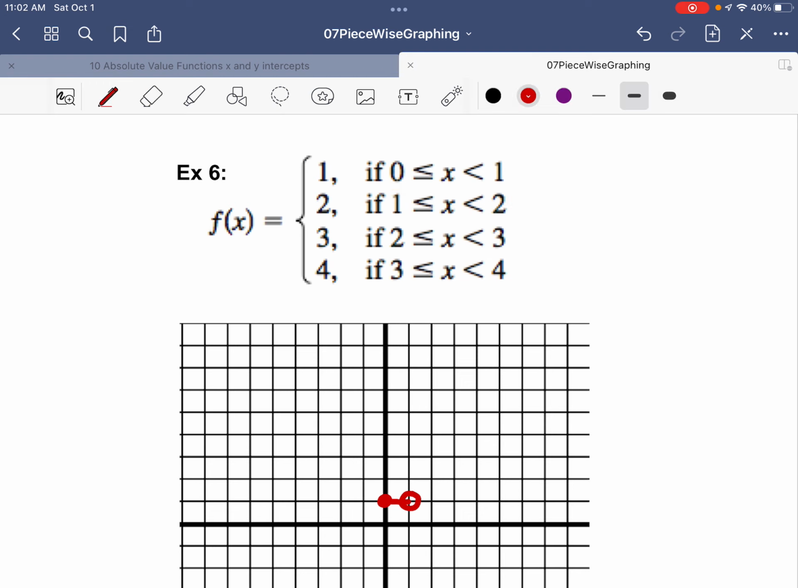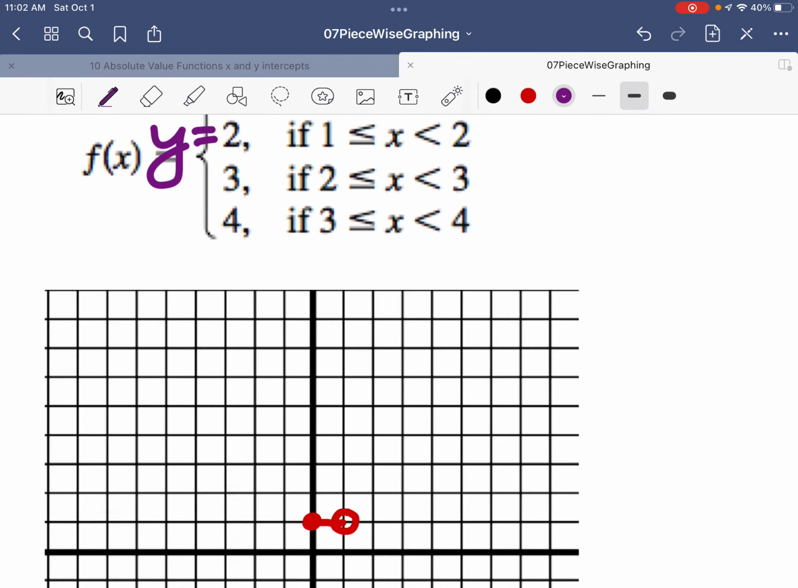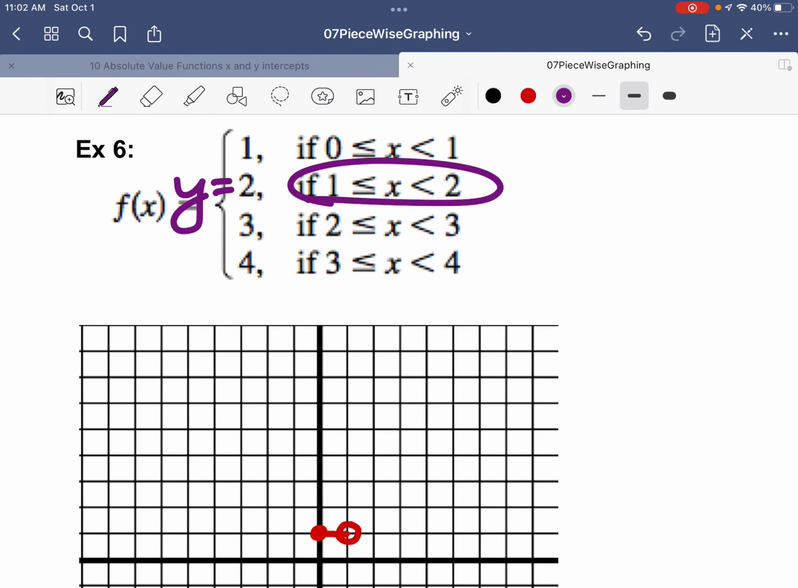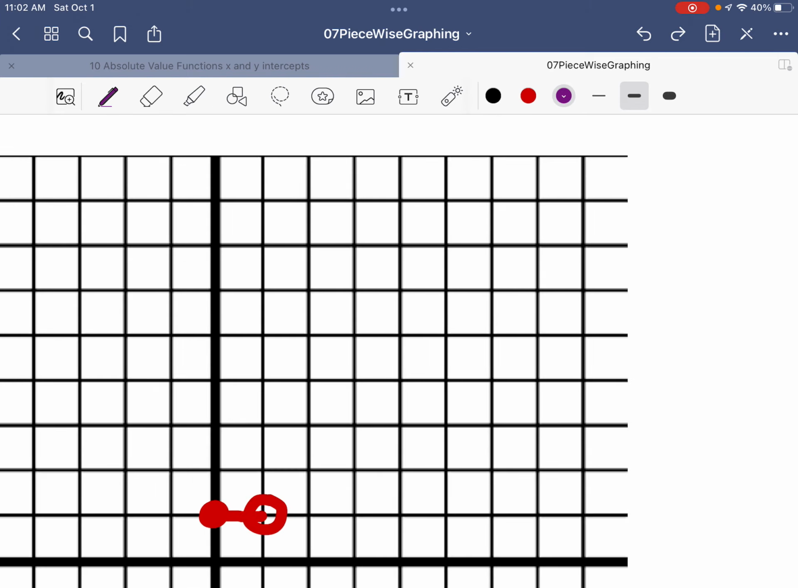Well, this fun stuff is going to continue for a few more lines, like the line y equals 2. Y equals 2 is a horizontal line up at 2. But I don't need that entire horizontal line. I only need that line for numbers that are between 1 and 2. Where are x values that are between 1 and 2? That's right, they're right here. A closed circle at the beginning, an open circle at the end.